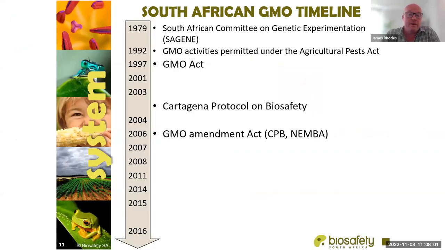So our South African regulatory system dates back to 1979, where we had a committee that regulated GM activities. Then it was modified under an Agricultural Pests Act. The big change came in when we had an act looking exclusively at GMOs called the GMO Act, and this came into force back in 1997. South Africa is also a signatory to the Cartagena Protocol on Biosafety, and we have had some amendments to the GMO Act to make sure it complies with the Cartagena Protocol.